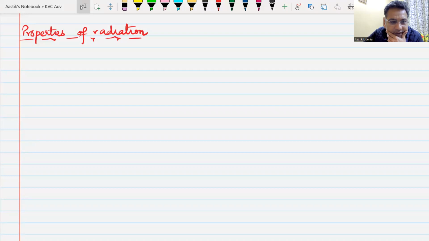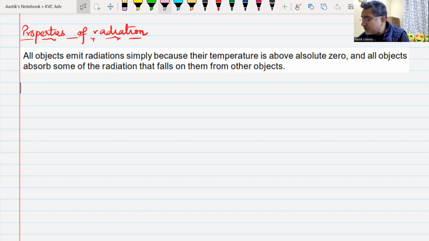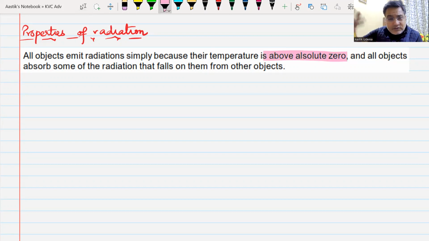Then we move ahead and see the various properties of radiations. First, let me explain them and then I'll give you time to write them. All these properties may come as questions in your exam. All bodies will emit radiation simply because their temperature is above zero. So any body which is above zero is going to emit radiations. The energy it emits is known as radiation.